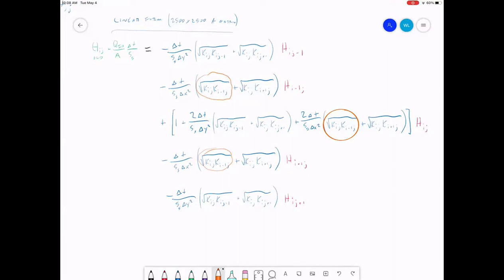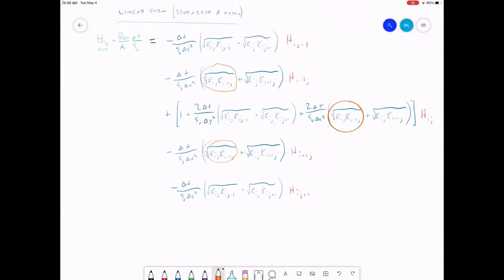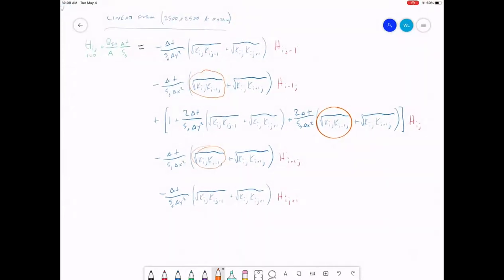And then our Hi minus 1 term here gets replaced with an Hij. So this term here is a problem as well. Turns out, once we do all the algebra, this term here actually disappears completely.